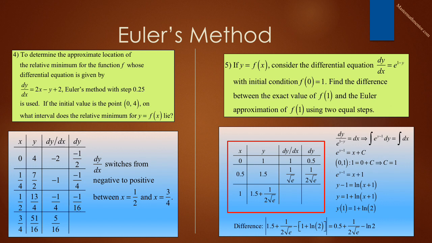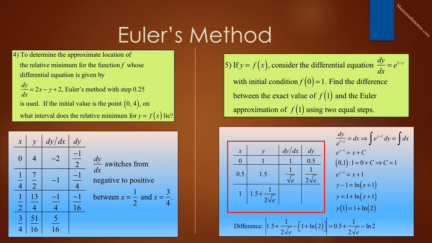Our x values are 0, 0.5, and 1. Our initial point is (0, 1), and therefore by our formula dy/dx is equal to 1. And since delta x is 0.5, our dy is 1 times 0.5, which is 0.5. That makes our next value of y 1 plus 0.5, which is 1.5. We now plug in that 1.5 into e to the 1 minus y, and we get e to the -0.5, or 1 over the square root of e. Therefore, dy is 1/2 of that, or 1 over 2 square root of e.